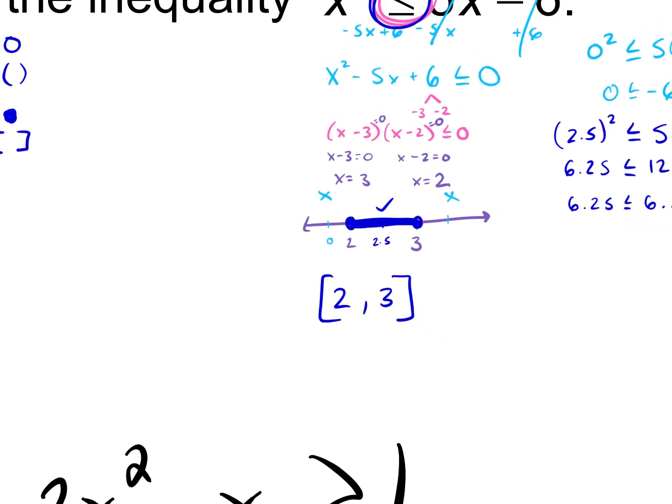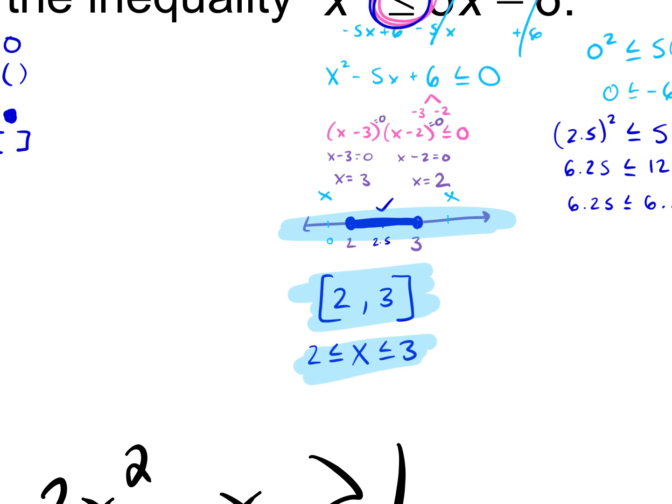Last part is we are going to write our inequality. So x is in between 2 and 3. So we'd say 2 is less than or equal to x, which is less than or equal to 3. So we have 3 parts of our answer here: our number line, our interval notation, and the inequality.